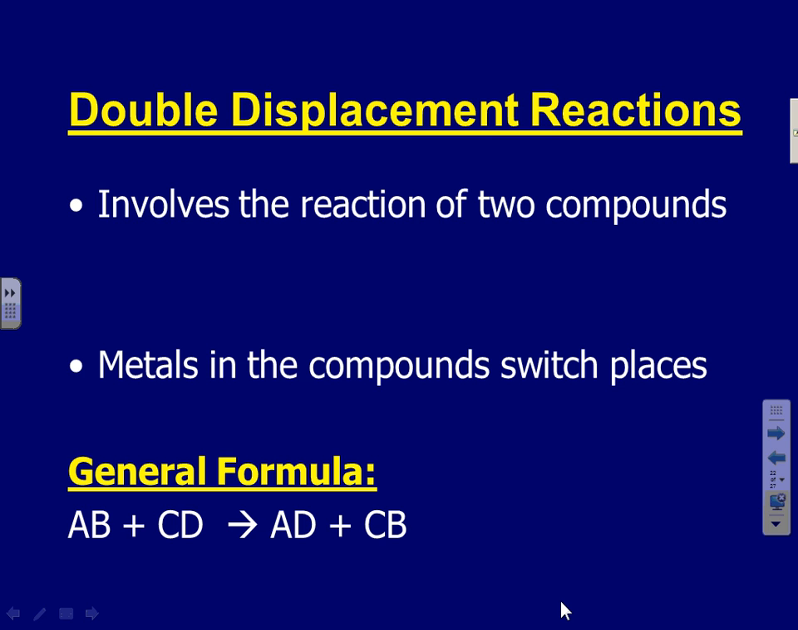Double displacement reactions involve 2 compounds, and in this case, simply they trade partners, right? Metal goes to the other non-metal, and that one switches back. And so you can see here we've got compound AB reacting with compound CD to produce then AD. A was the metal, so the A goes into that metal position. All right? So it swaps out the C.